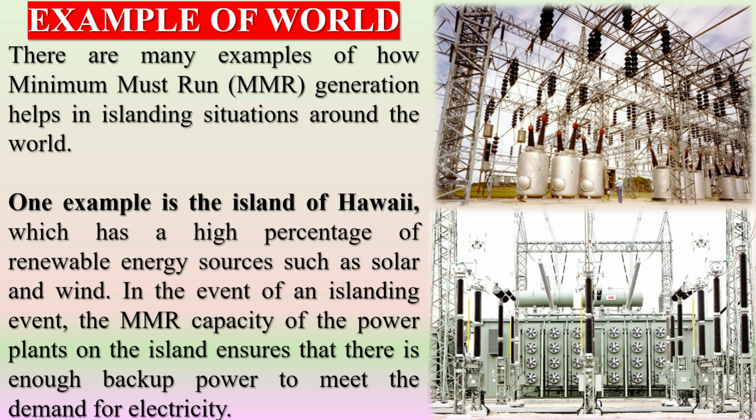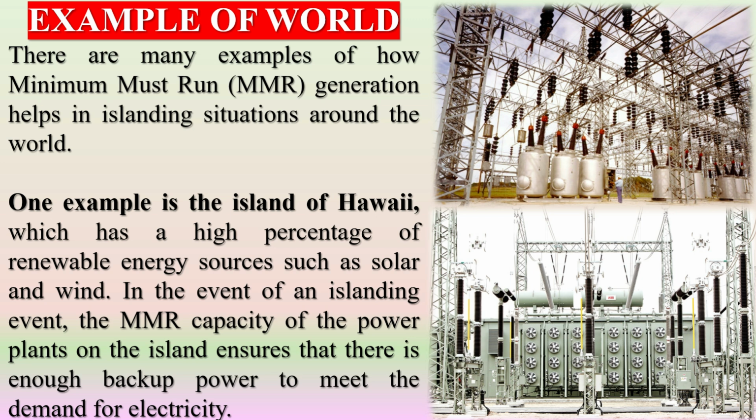One example is the island of Hawaii, which has a high percentage of renewable energy sources such as solar and wind. In the event of an islanding event, the MMR capacity of the power plants on the island ensures that there is enough backup power to meet the demand for electricity.